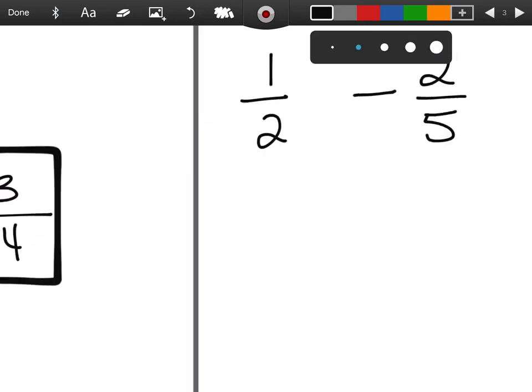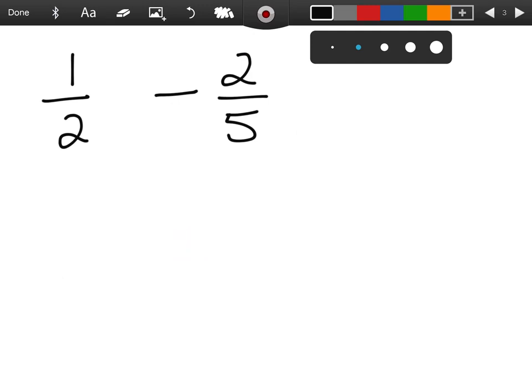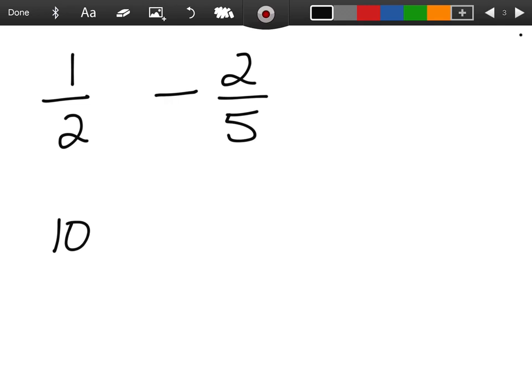Okay, let's look at subtraction. Subtraction is done exactly the same way, but instead of adding, I'm subtracting. Okay, so again, looking at 2 and 5, what do these two numbers have in common? My least common multiple, I know, is 10. So I need my denominator to turn into 10. Well, how do I do that?